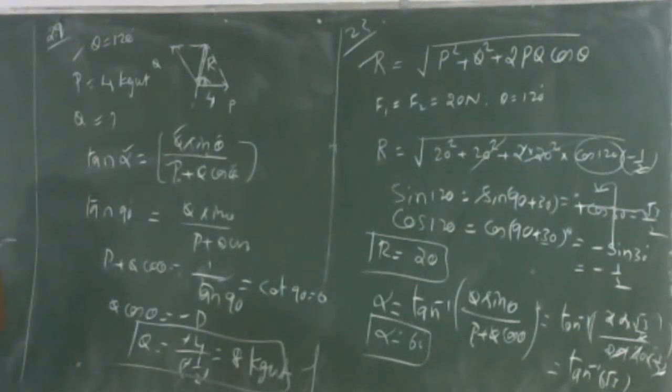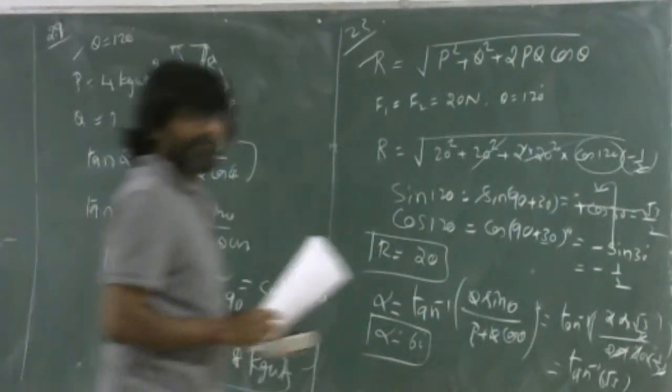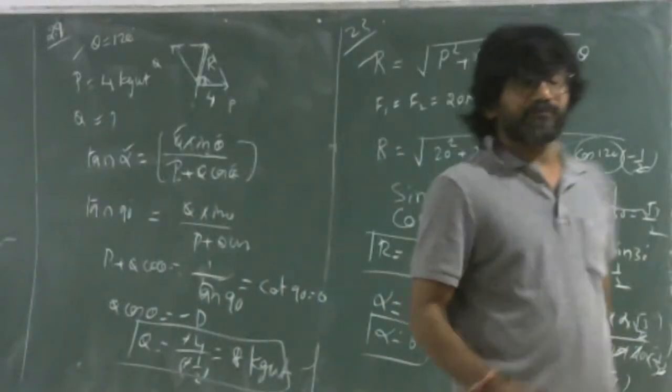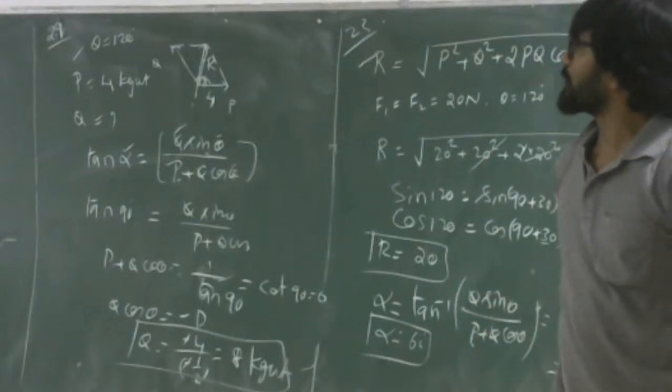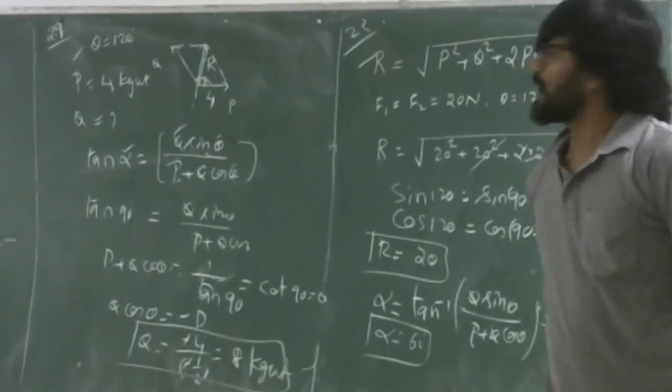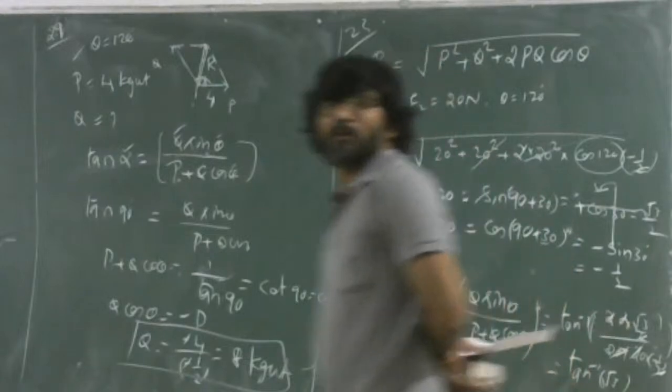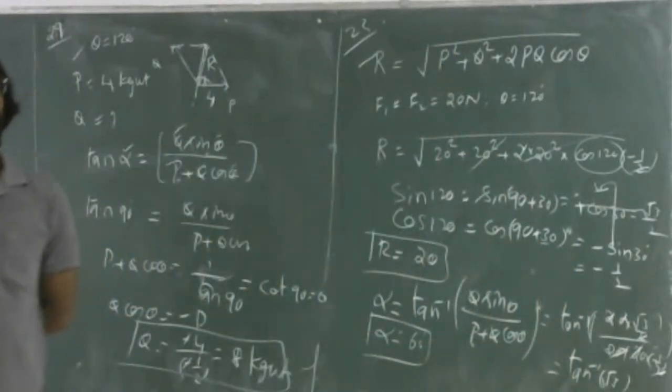Got it? Right. So you have to think about which relation we have to use depending on the given data. So by using this you can do it. Sir, as a parallelogram, we can take QR as the score, no sir. Parallelogram, opposite sides are equal, no sir.